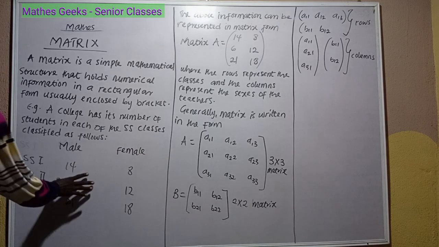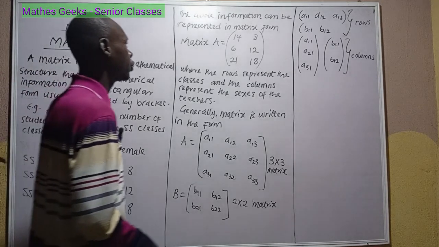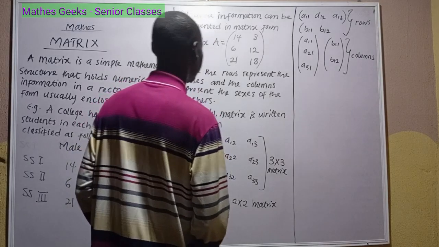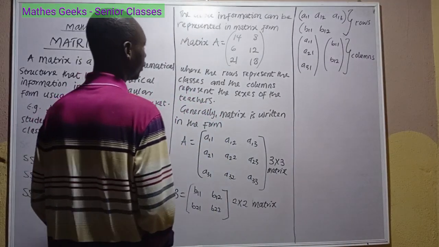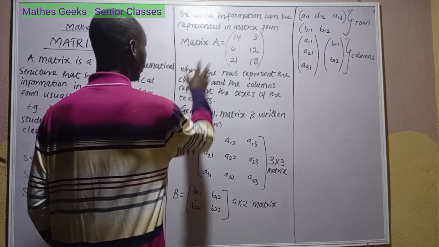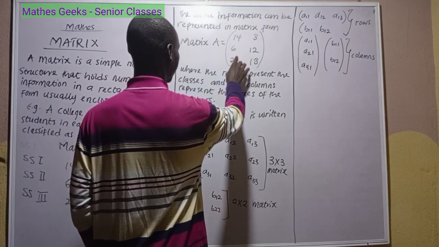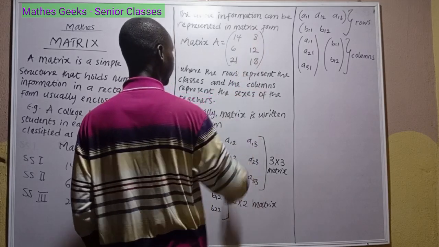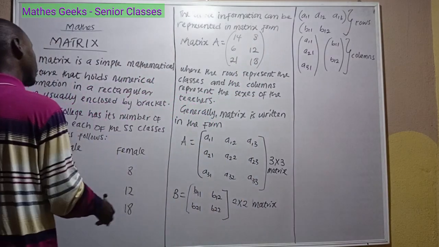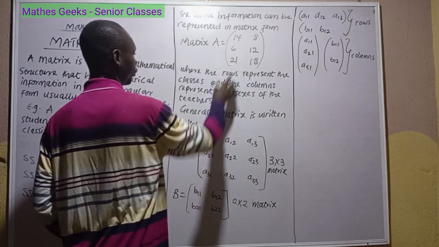We can represent this information using matrices. So the above information can be represented in matrix form. In matrix form, we give it a name and we call it matrix A, which is 14, 6, 21, 8, 12, 18. Now this information has been represented in the form of matrix.